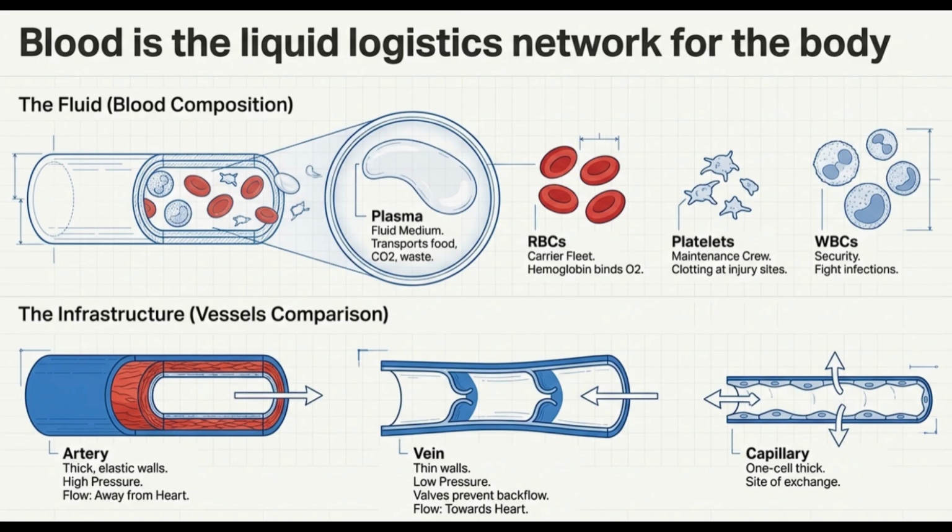Your body has 3 types of blood vessels. Arteries carry blood away from the heart under high pressure. Veins bring blood back to the heart, with valves to prevent backflow. Capillaries are tiny one-cell thick vessels where gas exchange happens.